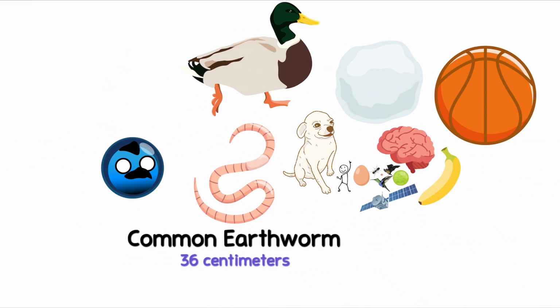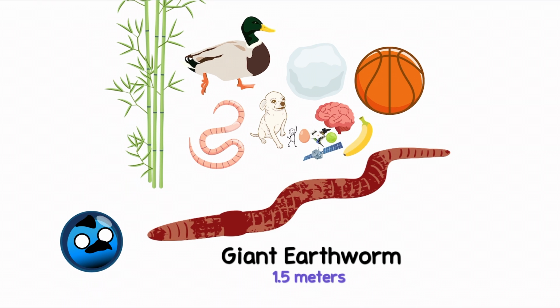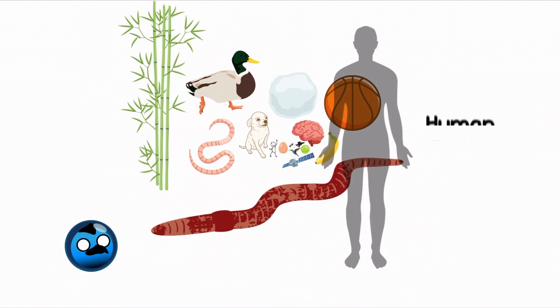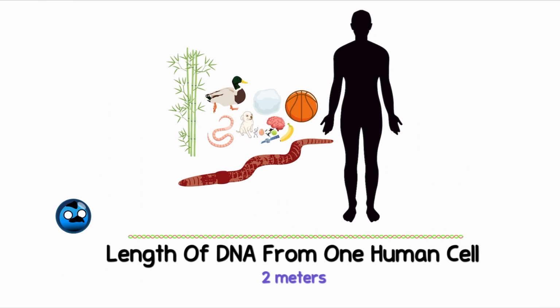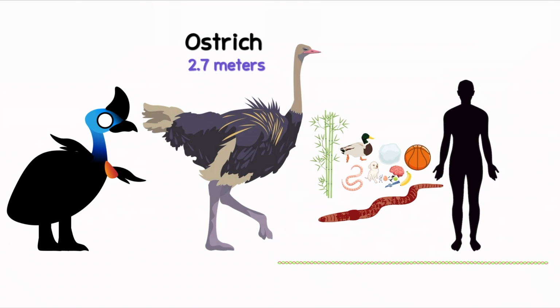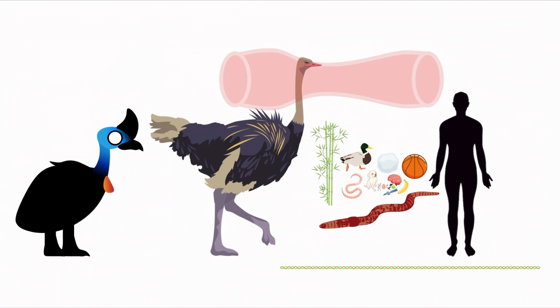Yes, they can grow quite large. Bamboo daily growth, 91 centimeters. Giant earthworm, 1.5 meters, the largest and rarest earthworm located in southern Australia. Human, 1.7 meters. Length of DNA from one human cell, 2 meters. Ostrich, 2.7 meters, the biggest flightless bird.